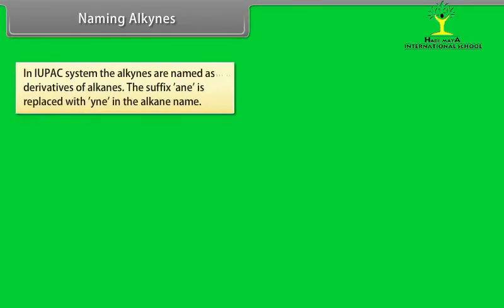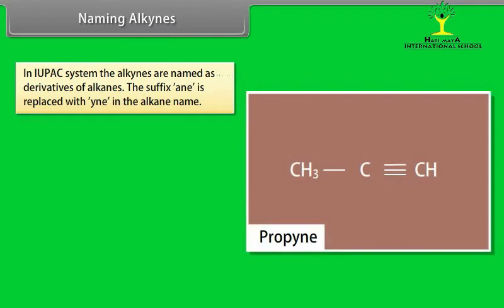Naming alkynes. In the IUPAC system, the alkynes are named as derivatives of alkanes. The suffix -ane is replaced with -yne in the alkane name. For example, the given compound has 3 carbon atoms and hence the root name is propane. If the suffix -ane is replaced with -yne, we get the IUPAC name of the compound as propyne.